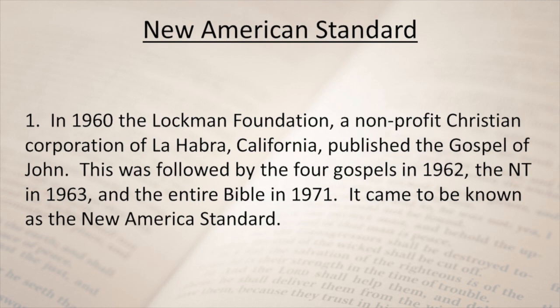There are a few other Bibles that I want to mention before we're done today, all of which are commonly used in today's modern era. The first that I want to talk about is the New American Standard. The Lockman Foundation, a nonprofit Christian corporation of La Habra, California, published the Gospel of John in 1960. This was followed by the Gospels in 1962, the New Testament in 1963, and the entire Bible in 1971. It is known now as the New American Standard Bible, or the New American Standard Version.